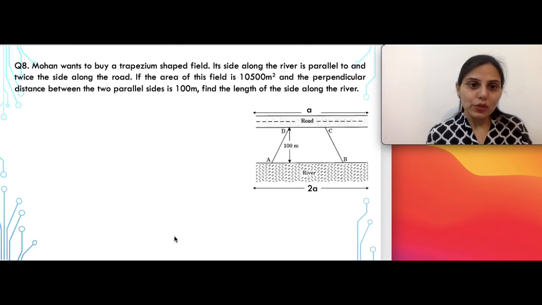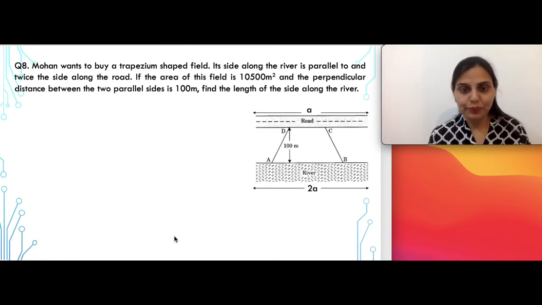In the next question, it says, Mohan wants to buy a trapezium shaped field. Its side along the river is parallel to and twice the side along the road. The area of the field is given to you as 10,500 meters square and the perpendicular distance between the two parallel sides is given as 100 meters. We need to find the length of the side along the river.